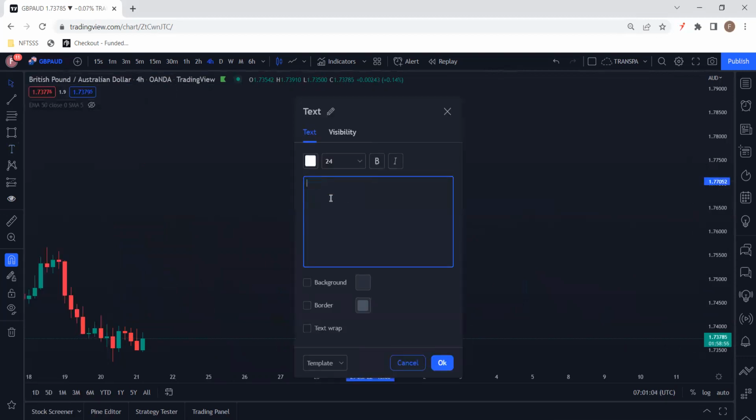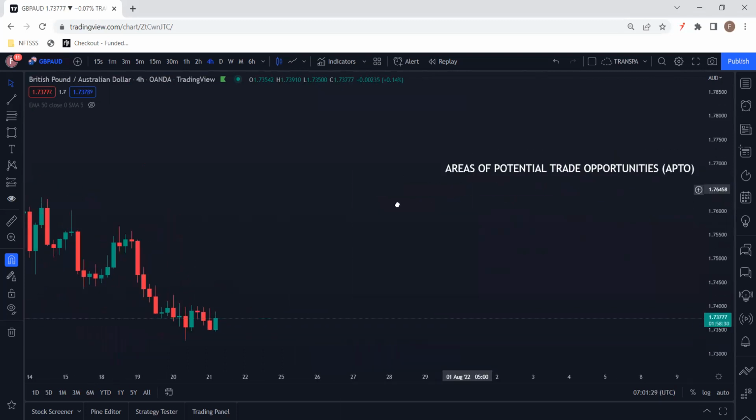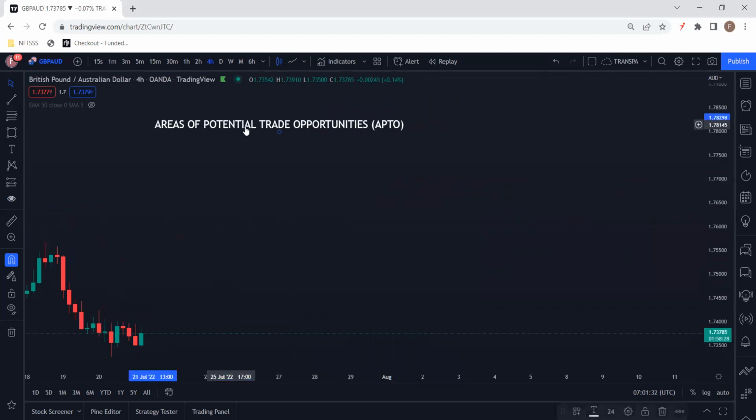Where do I buy and sell from? We want to buy and sell from areas of potential trade opportunities. For short, APTO. So whenever I use the word APTO in subsequent classes, you just know I'm referring to areas of potential trade opportunities.